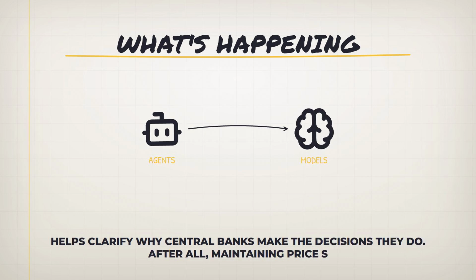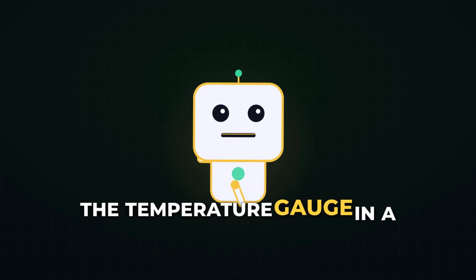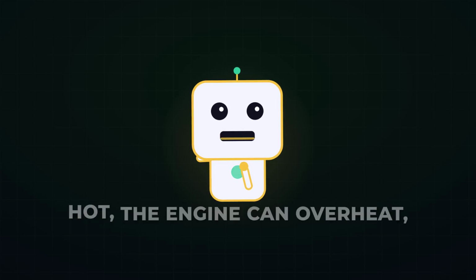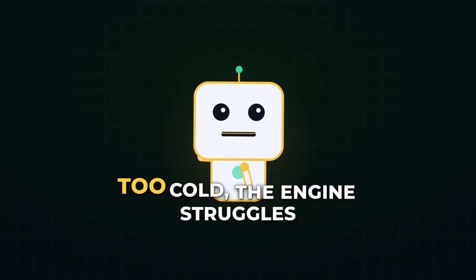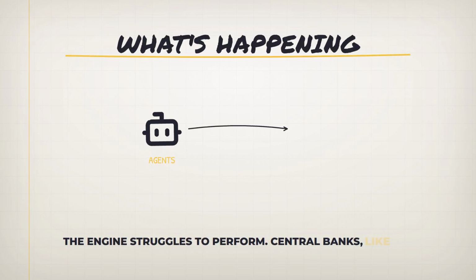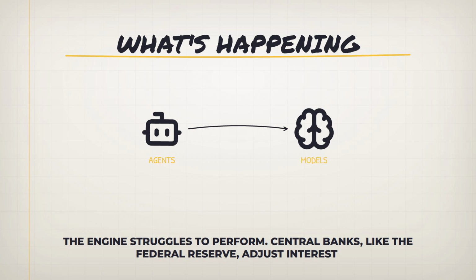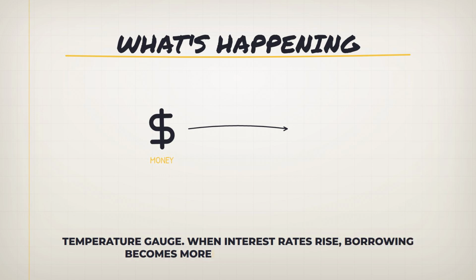How do interest rates pull the strings of the entire economy? Think of interest rates as the temperature gauge in a car engine. If it's too hot, the engine can overheat, leading to breakdowns. If it's too cold, the engine struggles to perform. Central banks, like the Federal Reserve, adjust interest rates to keep the economy running smoothly, much like a mechanic fine-tuning that temperature gauge.